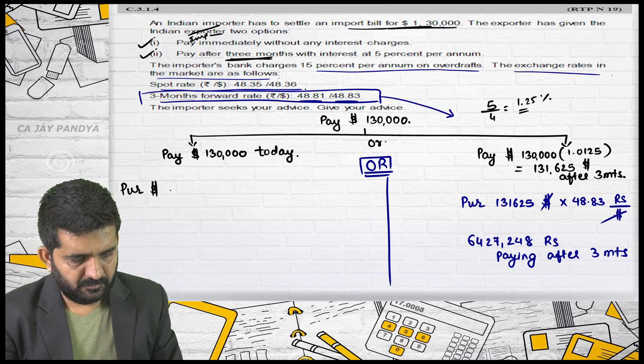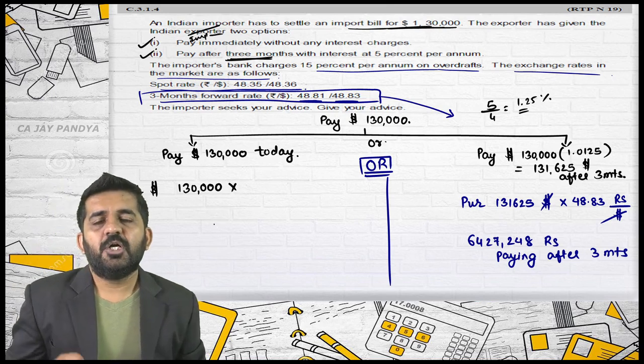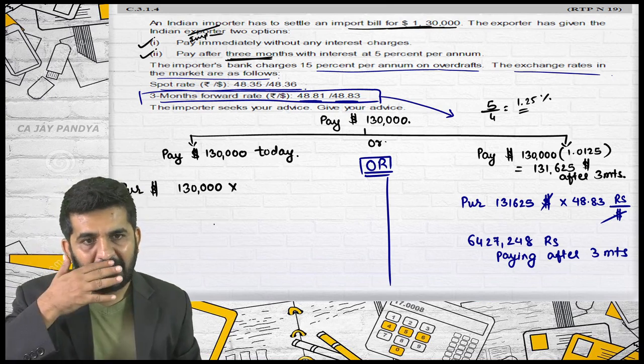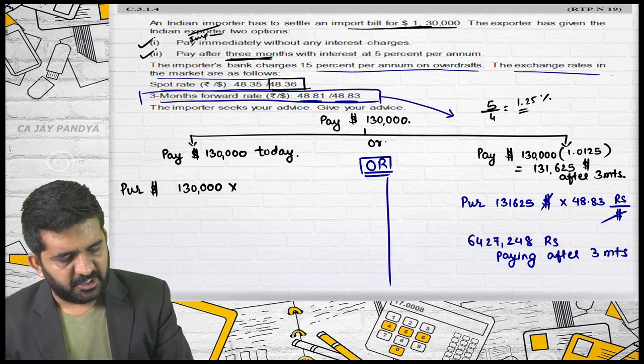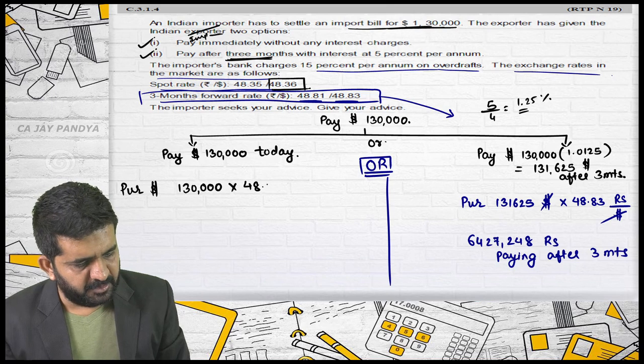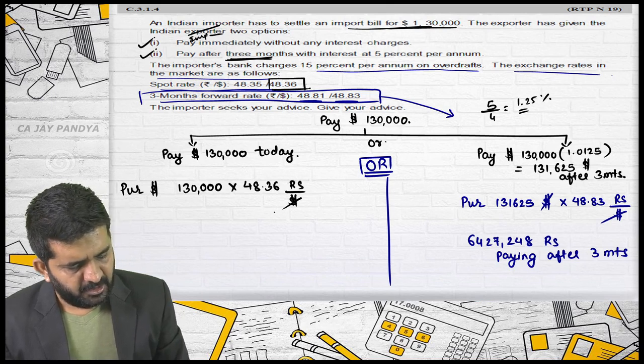I will have to purchase dollars. Is it $1,30,000? Yes. Which rate should I use, spot rate or forward rate? Spot rate, 48.36. You should always purchase at the higher rate. It is rupees per dollar, so dollar will get cancelled.